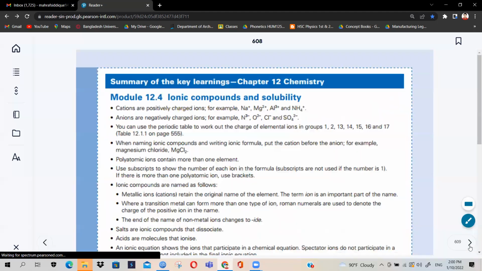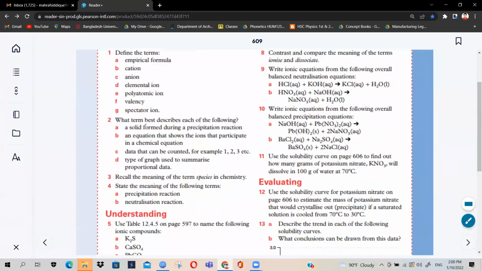All right. Spectator ion: I think you haven't studied spectator ions as of yet, but we'll study it when we get into oxidation-reduction reactions. Okay.